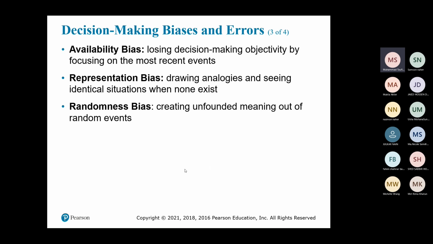So when you have a random problem, you want to create some meaning from it. But because of the randomness of the event, there is no meaning in those events. So you are making some non-existent meaning out of a random event.